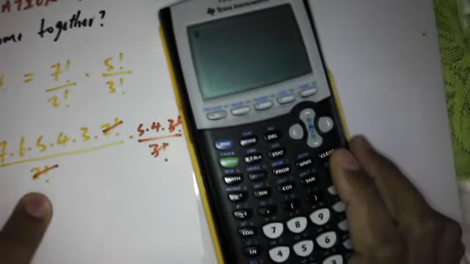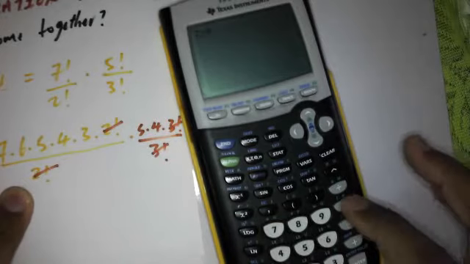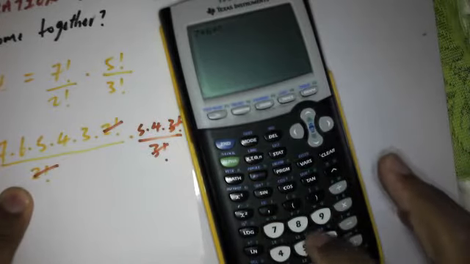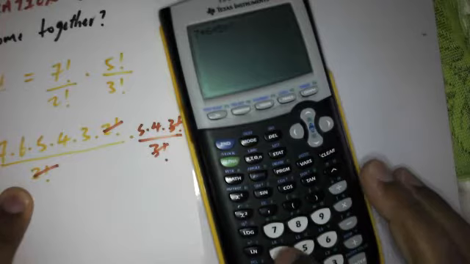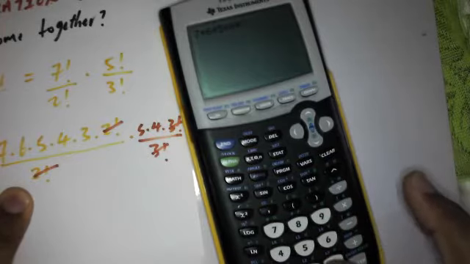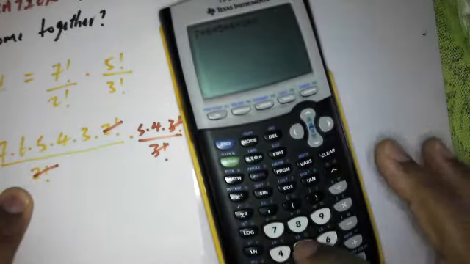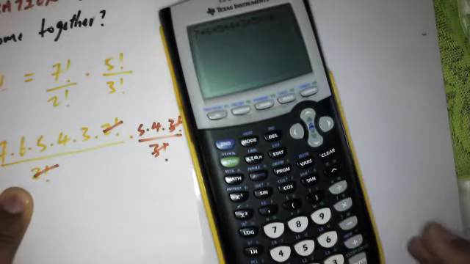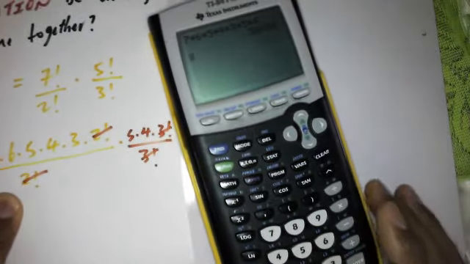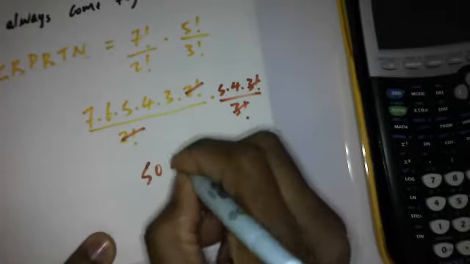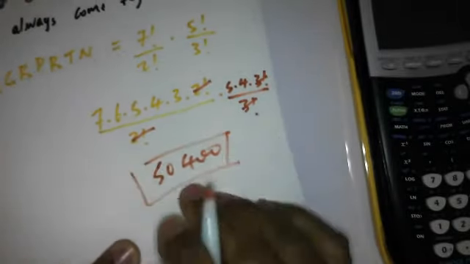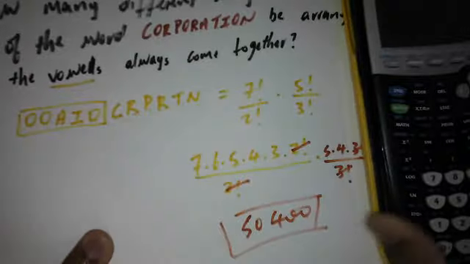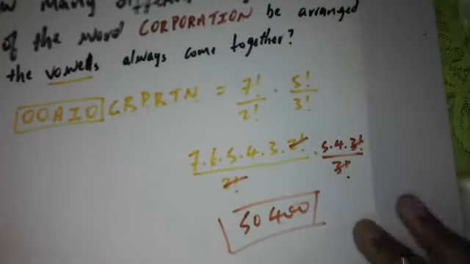So what we have is 7 times 6 times 5 times 4 there. And that would give us 50,400. So that's the number of ways. 50,400 is the number of ways the word corporation could be arranged such that the vowels come together.